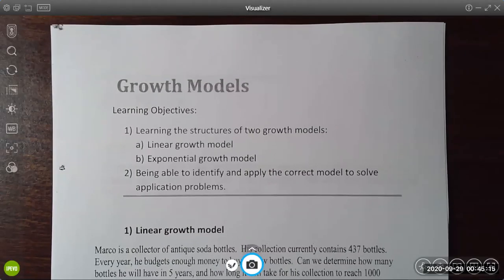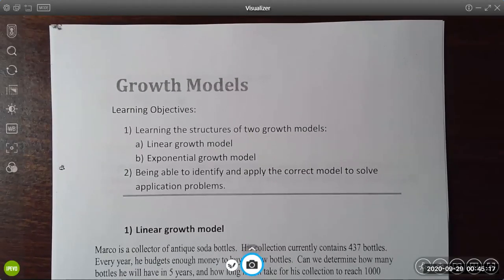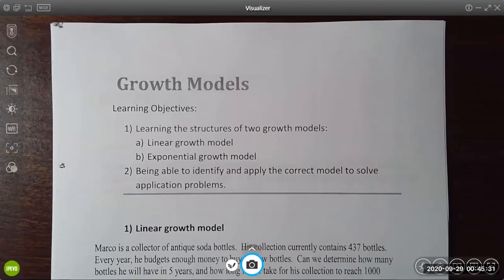Hi everyone. This video is about growth models. We have two different models here. One is a linear growth model. One is an exponential growth model. So we look at these one by one. The first video is about the linear growth model.